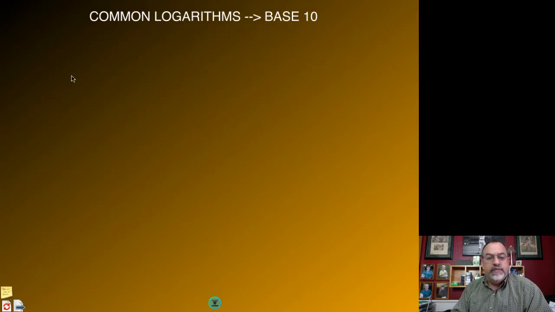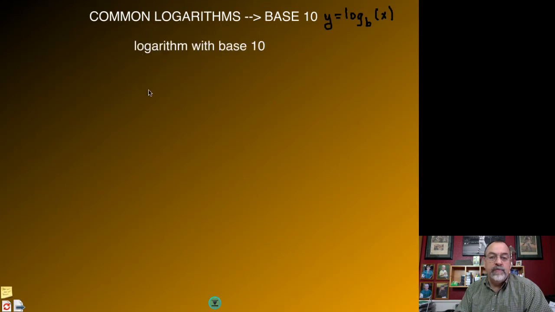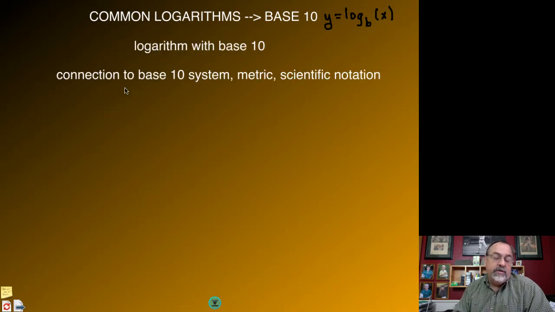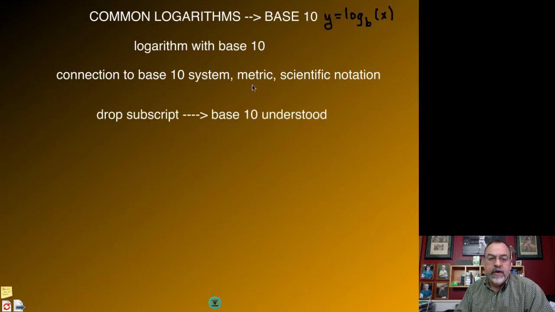Common logarithms are known as base 10 logarithms. So you remember from our discussion previously that y, which is an exponent, log of a base b produces the value of x. Common logarithms are simply a logarithm where this b value is a 10. So any logarithm that has a b value or a base of 10 is known as a common logarithm. This has connections to our base 10 numbering system and metric system and scientific notation. So it's a very valuable and very useful logarithm, and it's the one we'll use most often when we're looking at applying it to problems.